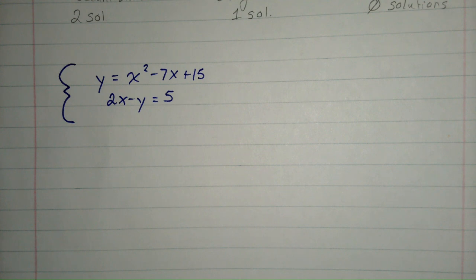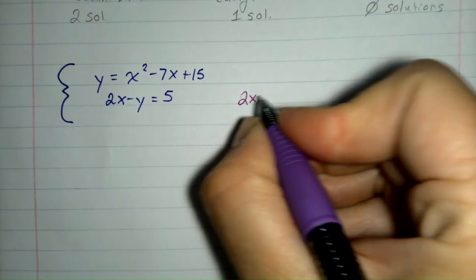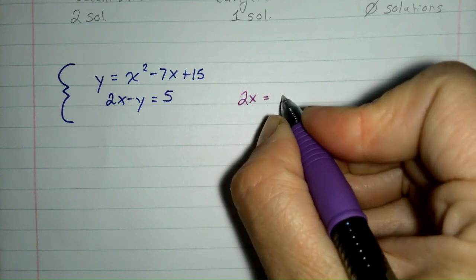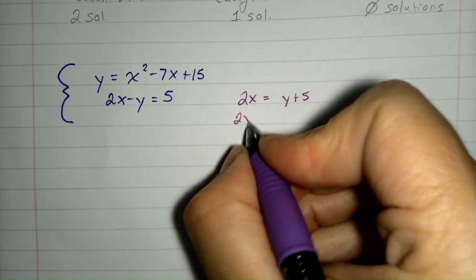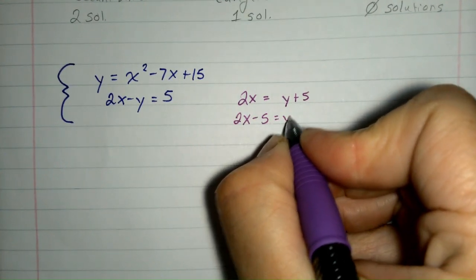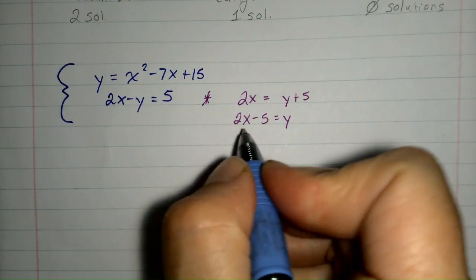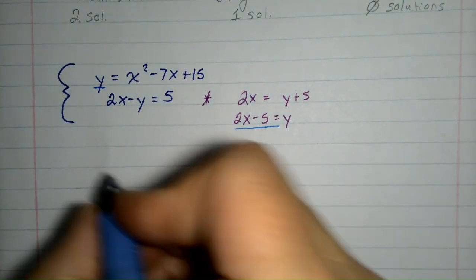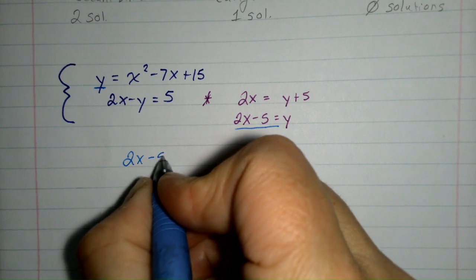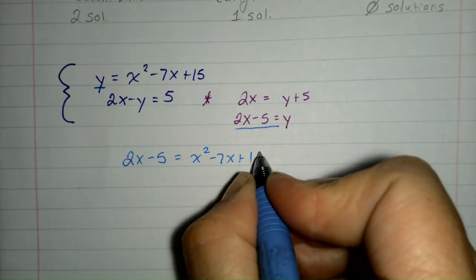I know several people would go ahead and get the y by itself in the second equation. So 2x equals y plus 5, and move the y over to the right side, subtract the 5, 2x minus 5 equals y. And that was the bottom equation. Since I isolated y in the bottom equation, I would have to take what it equals and substitute it into the top equation. So it would give us 2x minus 5 equals x squared minus 7x plus 15.